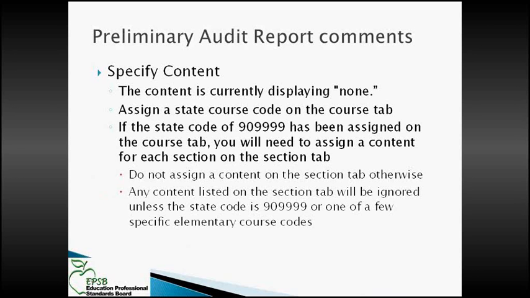If the state code is the 909999, the school will need to assign a content for each section on a section tab. You're not going to use that content drop down otherwise, and any content that's on that drop down other than for those 909999 classes are going to be ignored.